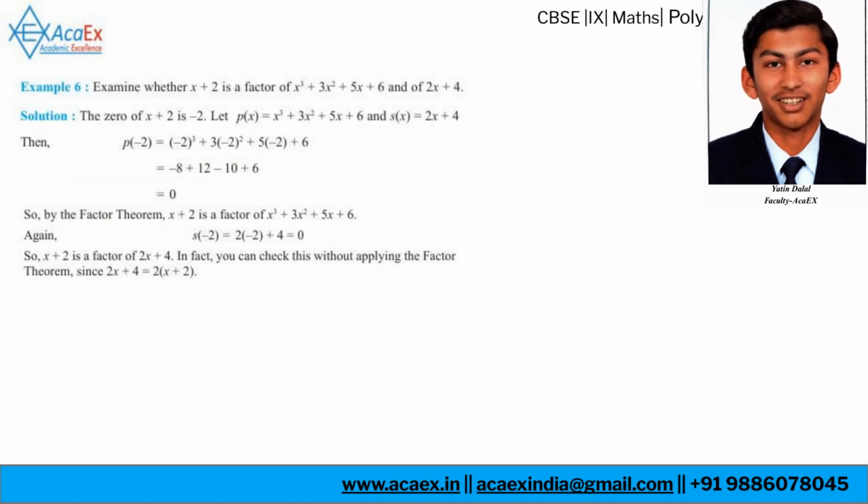Example 6. Using the factor theorem. Problem: examine whether x plus 2 is a factor of x cubed plus 3x squared plus 5x plus 6 and of 2x plus 4. Solution: the zero of x plus 2 is negative 2. Let p(x) equal x cubed plus 3x squared plus 5x plus 6. We find the value of p(negative 2), which equals 0. By the factor theorem, x plus 2 is a factor. Let s(x) equal 2x plus 4. The value of s(negative 2) is 0. So x plus 2 is also a factor of 2x plus 4.